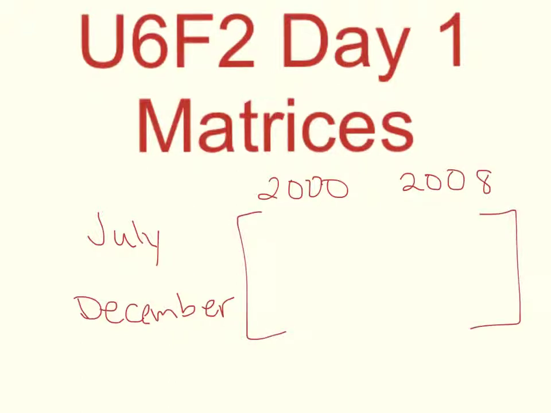So July 2000, maybe the average temperature was 84, while in December in 2000 it was maybe 13. And then July 2008 maybe it was 92 and the December was 27. Okay, that's just a way to organize data.